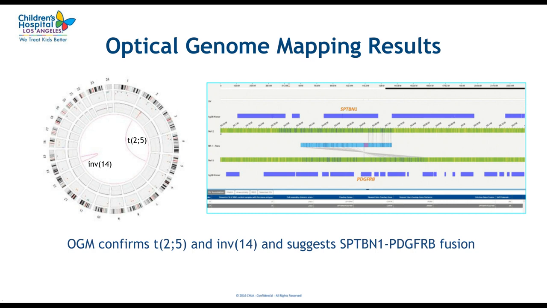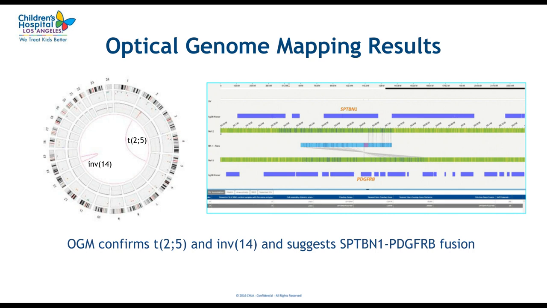So when we got optical genome mapping results back, it confirmed the presence of the same abnormalities that we saw by karyotype. We were reassured that it also showed the presence of translocation 2;5 and inversion 14, shown on the left in the circus plot. But more interestingly and importantly, there were very important genes at the breakpoint for this translocation 2;5. On chromosome 2, it was the SPTBN1 gene, and on chromosome 5, the PDGFRB gene.